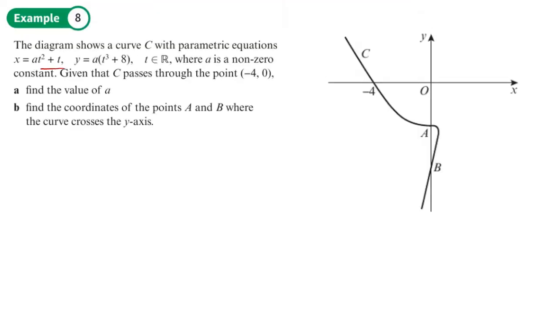So here's our parametric equation. Here we have an unknown value of a, which we need to find in part A, but we're told that this parametric equation produces this curve C that passes through the point (-4, 0). Now what does that mean? What that means is that when x is -4, at the same time y is 0. So that gives us this equation here. So it's all about trying to solve these equations simultaneously.